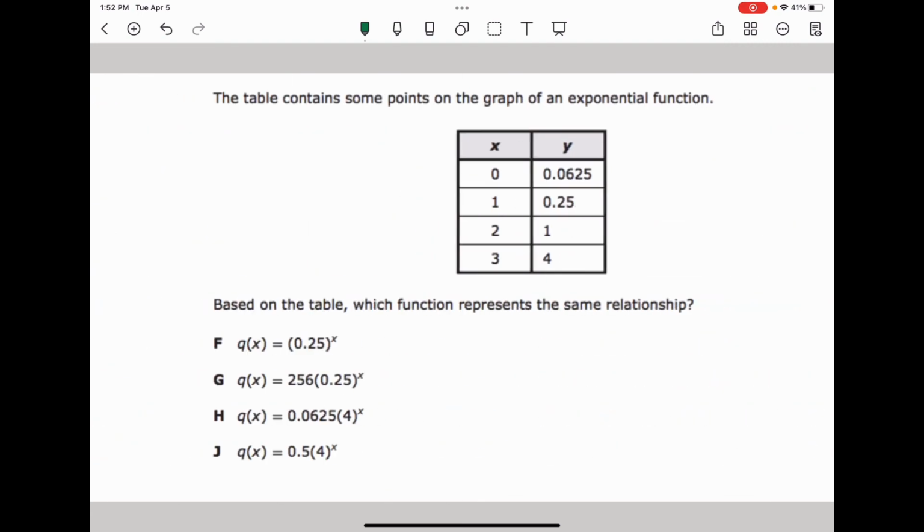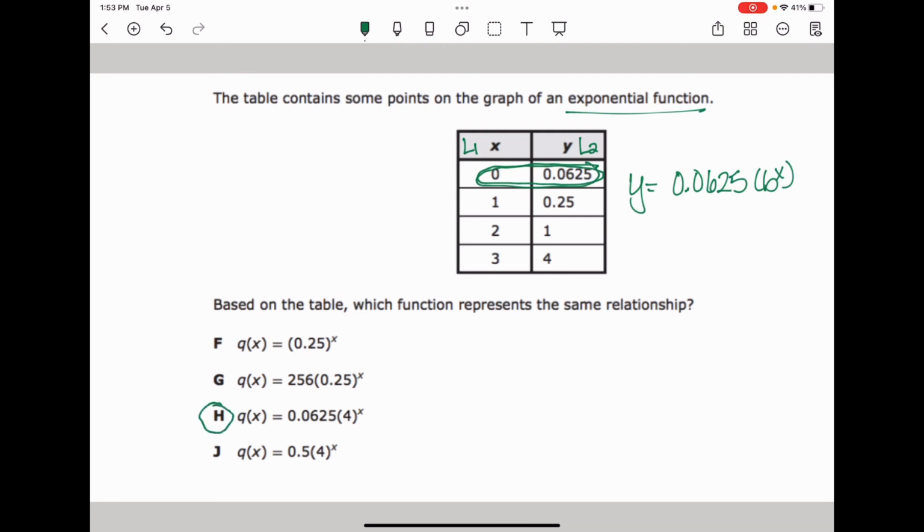So this gives us a table of values of an exponential function. So you can do this one of two ways. You can do this by entering into L1 and L2. But the unique thing here is they give us a starting value. They give us the value of x equals 0. So we know that this equation is going to be something y equals 0.0625 times b to the x. So actually, it kind of leads us to this answer choice H.